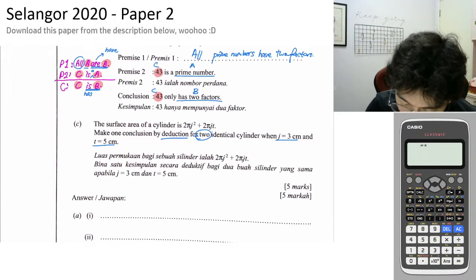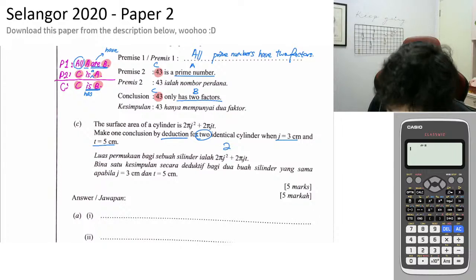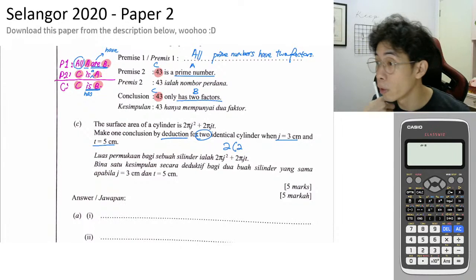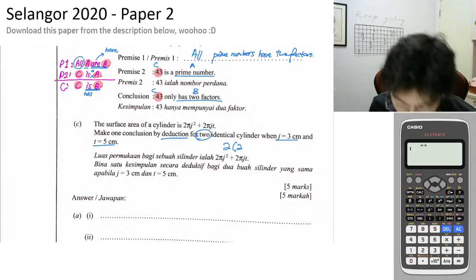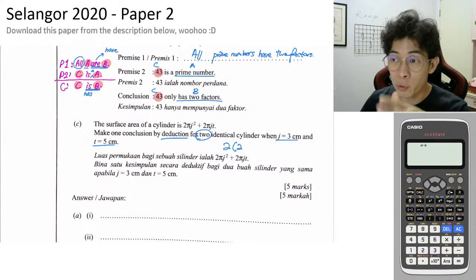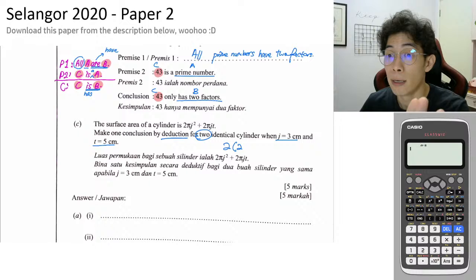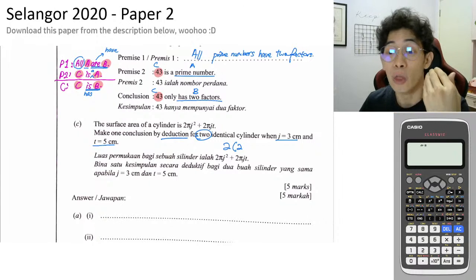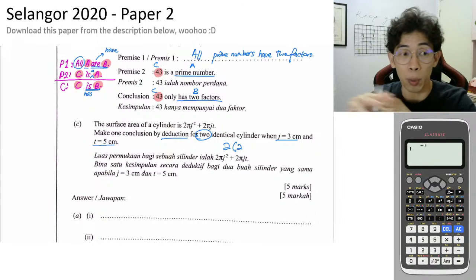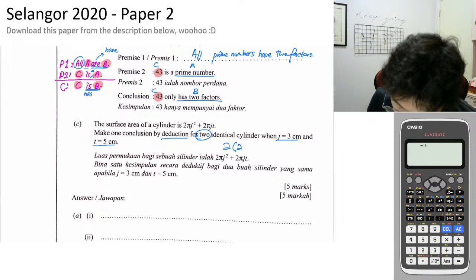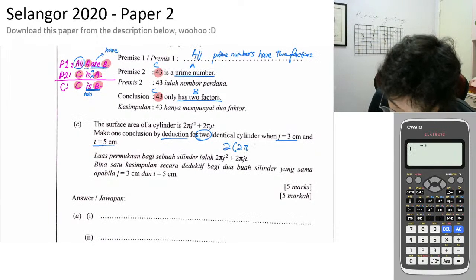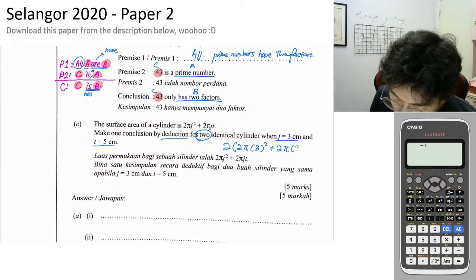So this is what I'll do. My answer: 2 times of 2 pi. Oh, sorry everyone. Do you notice there is no pi there? Treat it as pi, meaning treat it as unknown. It means you don't replace it with 22/7 or anything. So 2 pi and this radius will be 3 square, plus 2 pi times 3 times t, and t is 5.